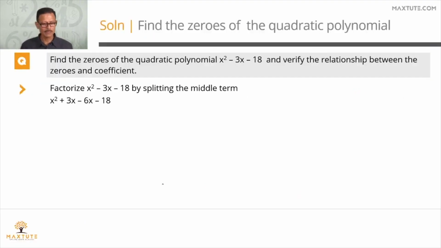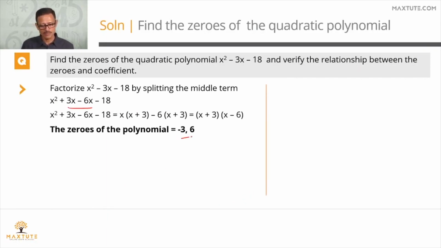Quickly summarize it in a printed form before we go to verifying the relationship. Factorizes as plus 3x and minus 6x. Therefore the zeros are minus 3 and 6. What do we mean by verifying? We'll check out first. Alpha, I'm saying, is equal to minus 3, one of the zeros. Beta is equal to 6.